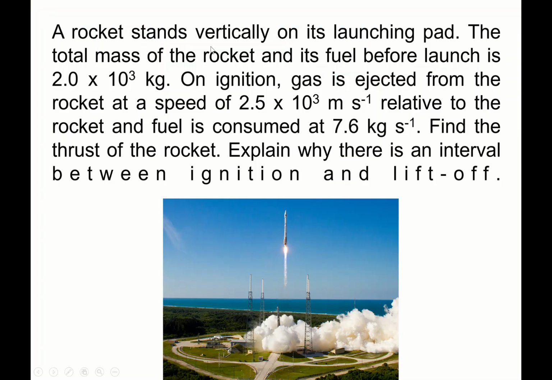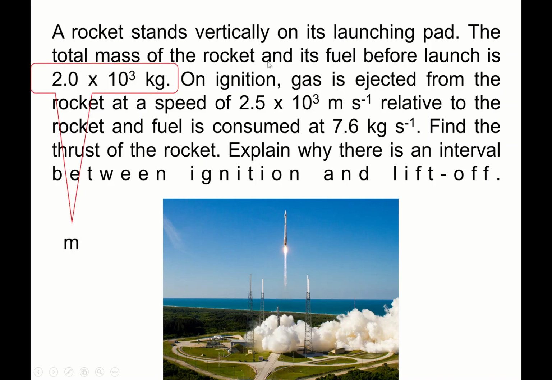A rocket stands vertically on its launching pad. The total mass of the rocket and its fuel before launch is 2.0 times 10 to the power of 3 kg. On ignition, gas is ejected from the rocket at a speed of 2.5 times 10 to the power of 3 meter per second relative to the rocket, and fuel is consumed at 7.6 kg per second. Find the thrust of the rocket and explain why there is an interval between ignition and lift off.